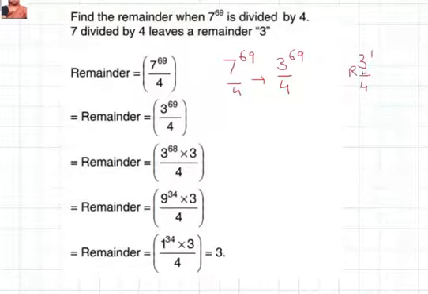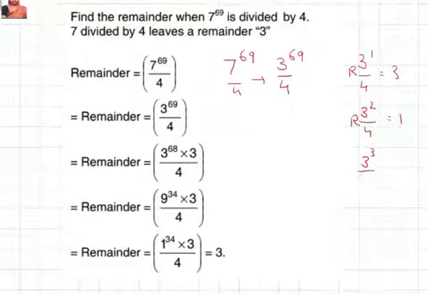What is the remainder? The remainder is 3. Then go for 3 power 2 by 4. What is the remainder? 3 power 2 is 9. 9 by 4, remainder is 1. Then again go for 3 power 3 by 4. What is the remainder? In 3 power 2 itself we got 1. This into 3 you have to do, so again you are going to get 3. Otherwise also you can just find out 3 power 3 is 27. 27 by 4 is 3. Okay, so you can see that it is repeating.